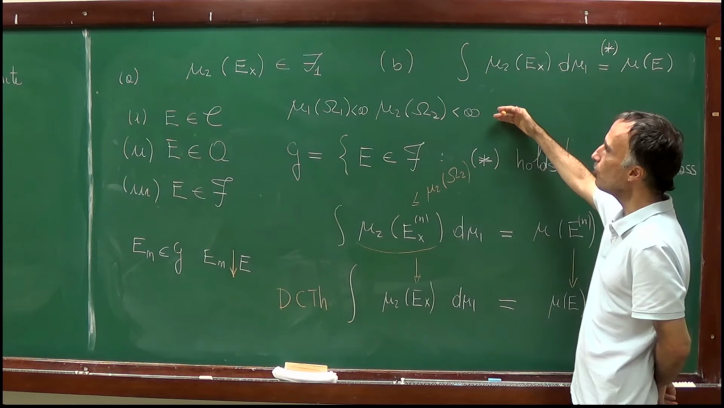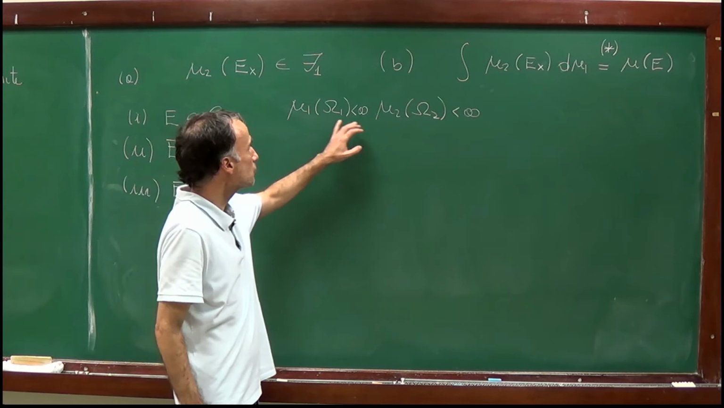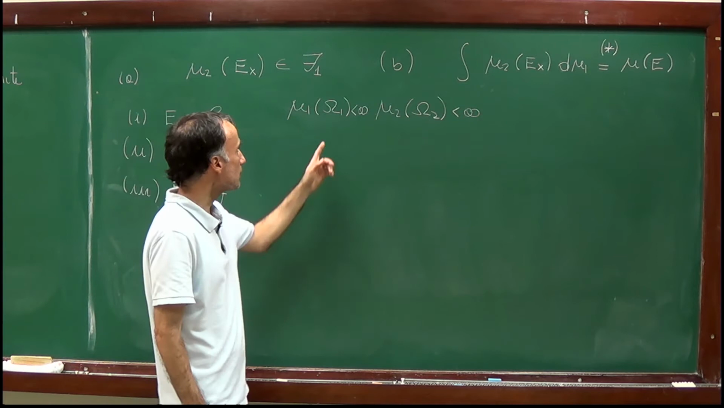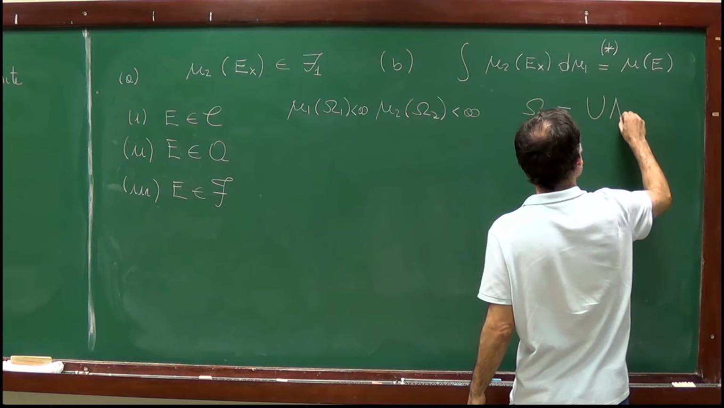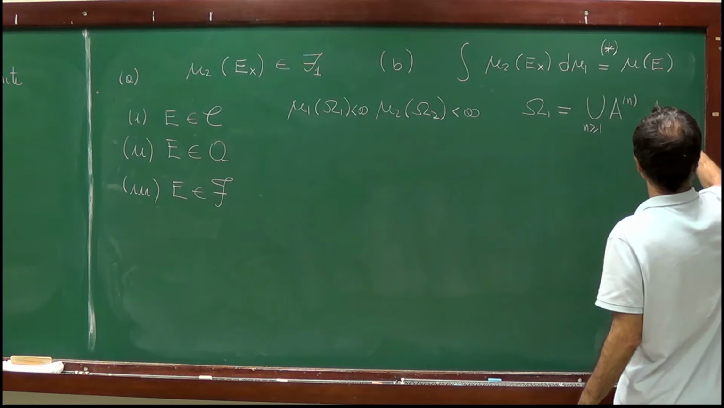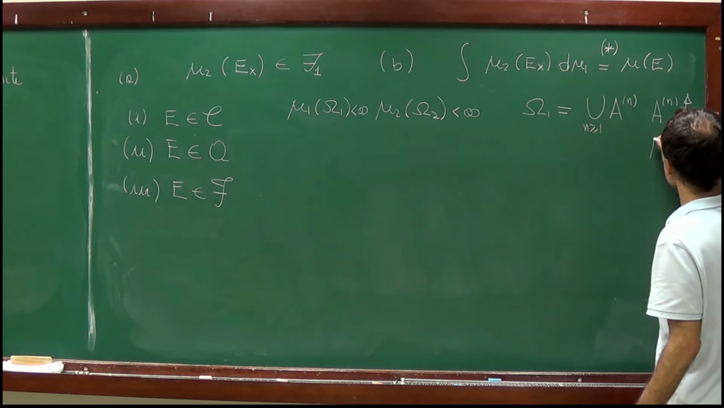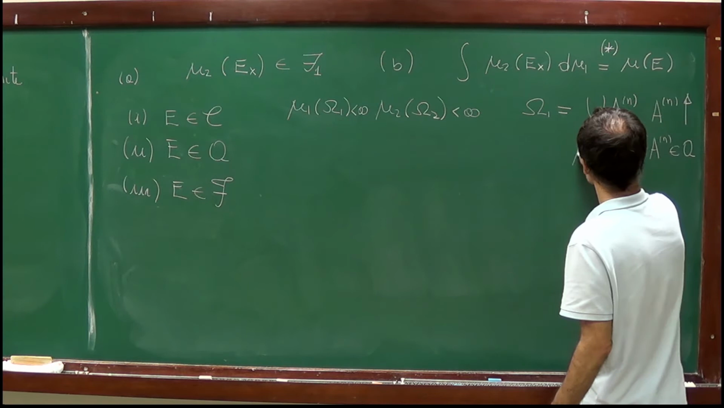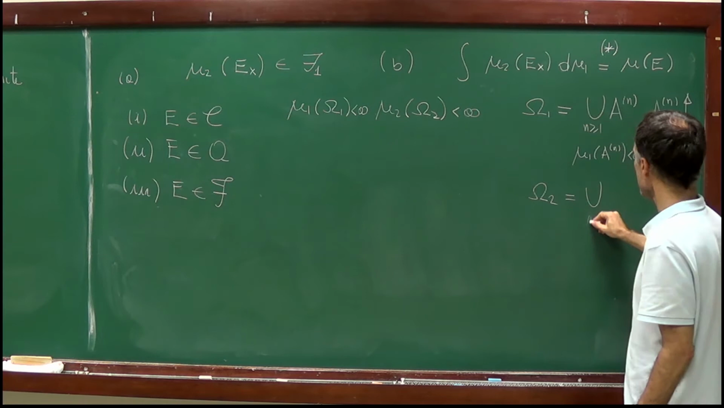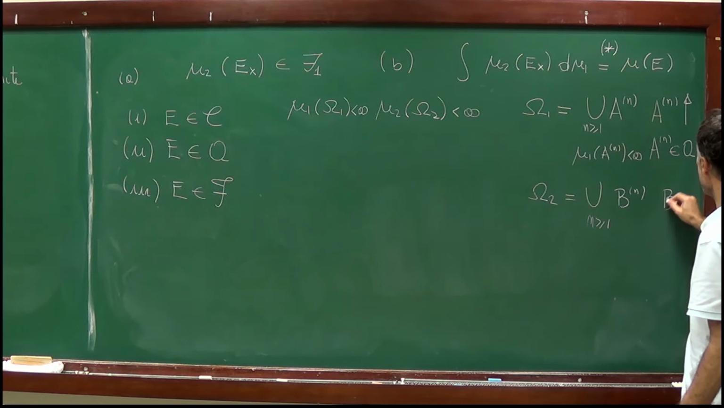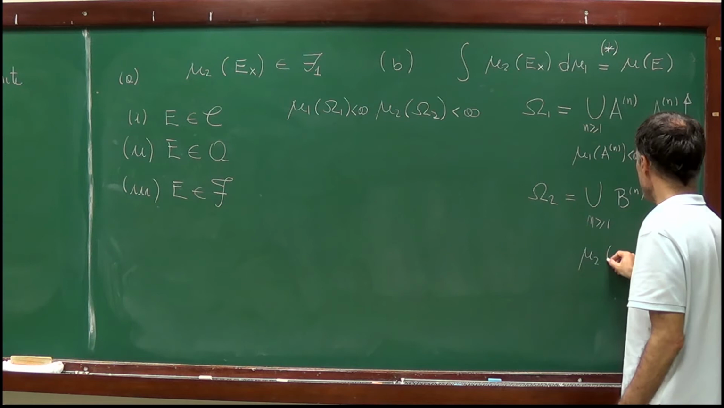So now it remains to remove this condition, and for that we will use the assumption that omega 1 and omega 2 are sigma finite. So again, I know that I can write omega 1 as a union of sets An, where An is an increasing sequence which belongs to the algebra, and mu1 of An is finite for all n. And the same thing for omega 2. So I can write omega 2 as an increasing sequence of sets Bn. So Bn are increasing, and mu2 of Bn is finite.